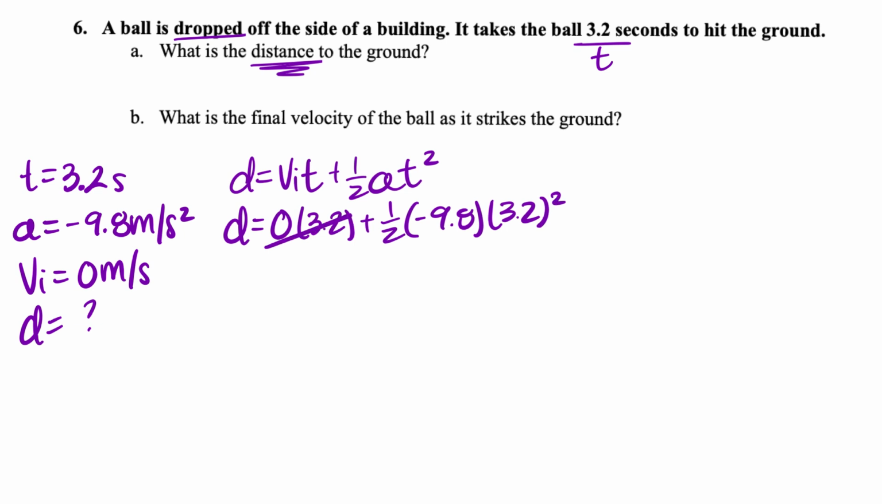0 times anything is 0, so we don't even have to bother with that. And then we can just type the rest of that into the calculator. And we're going to get a negative 50.2 in our calculator. And that is in meters because it is distance. And it is a negative answer because we are going in the negative direction. So if we're dropping this ball, it's falling to the ground. And going down is the negative direction, so we want that negative answer in there.